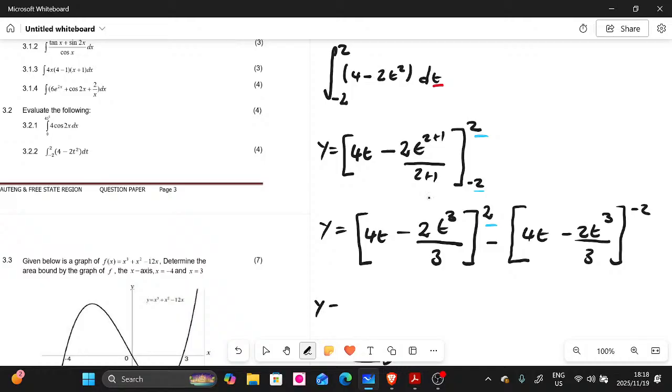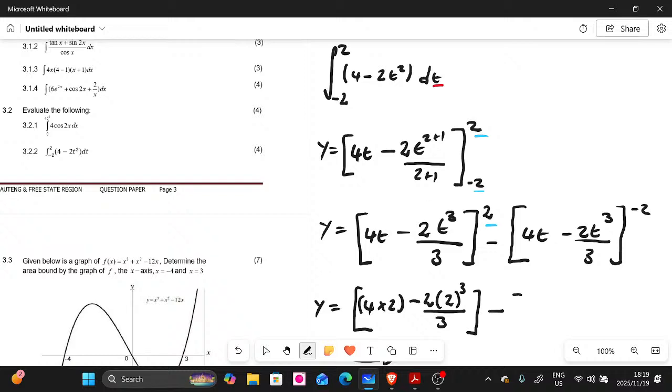So now in this step, we substitute the limit wherever there is t. So let's look at the first one here. We have 4 multiplied by t, which is going to be 4 multiplied by 2. That is our upper limit. And minus 2. We have t cubed. So it's going to be 2 to the power of 3 divided by 3. And we close the bracket.